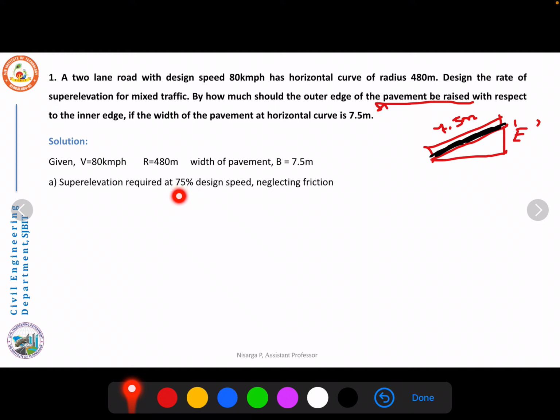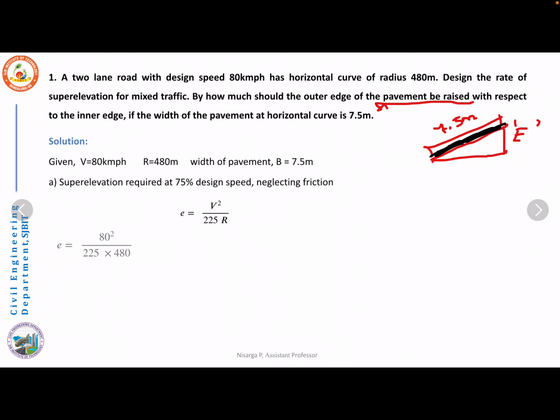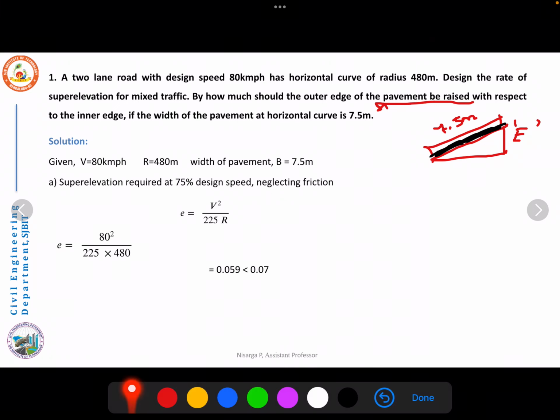That's the first step in the superelevation design, and we need to neglect the friction. So by considering V as 0.75 into 80 kmph and f equal to 0, we can find the value of superelevation as 0.059. So here we can see that the obtained superelevation is less than 0.07. Hence the superelevation obtained for the particular design speed and radius of curve is acceptable. Since the value is less than 0.07, the superelevation of 0.059, or we can say 1 in 17, may be adopted.